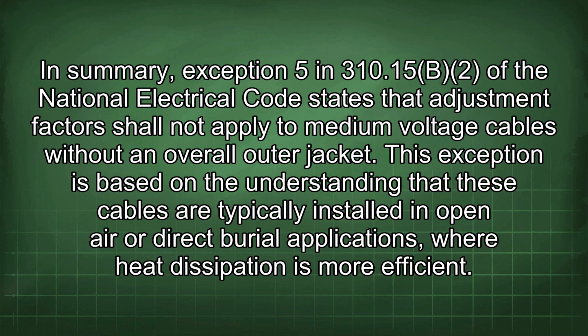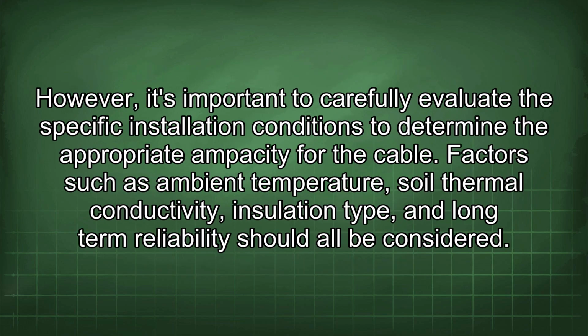In summary, Exception 5 in 310.15(B)(2) of the National Electrical Code states that adjustment factors shall not apply to medium voltage cables without an overall outer jacket. This exception is based on the understanding that these cables are typically installed in open air or direct burial applications where heat dissipation is more efficient. However, it's important to carefully evaluate the specific installation conditions to determine the appropriate ampacity for the cable. Factors such as ambient temperature, soil thermal conductivity, insulation type, and long-term reliability should all be considered.